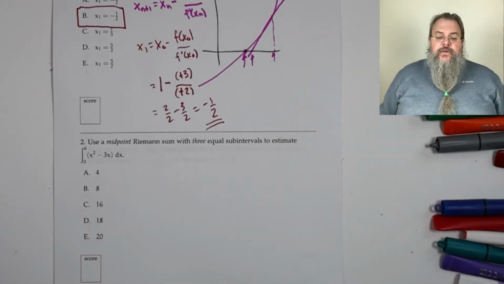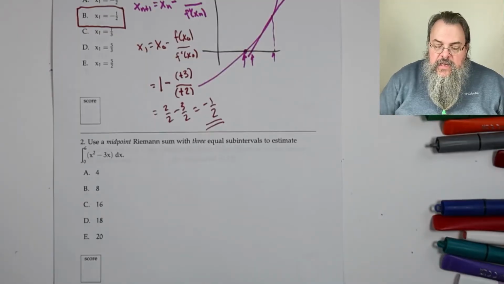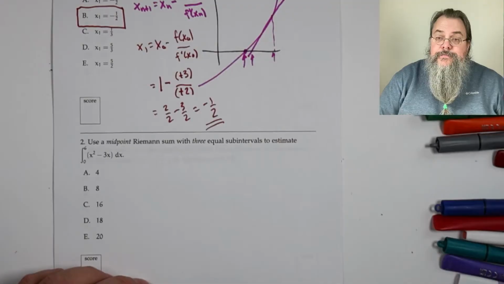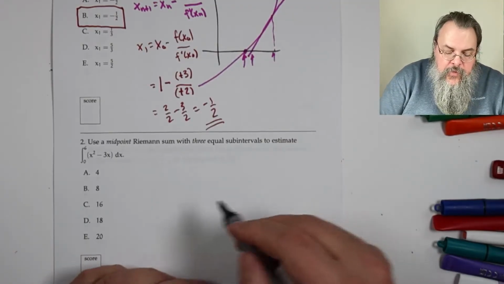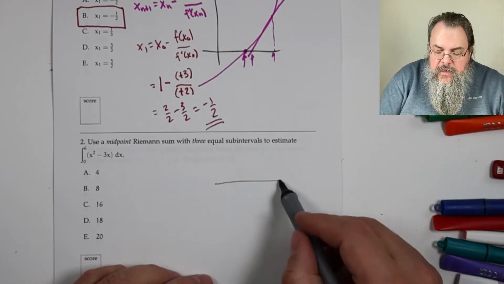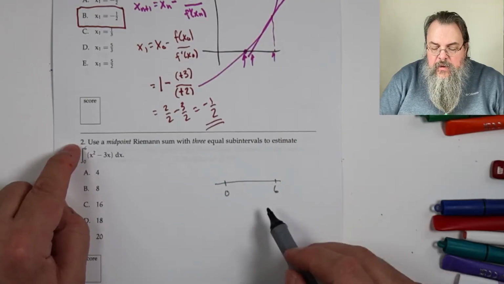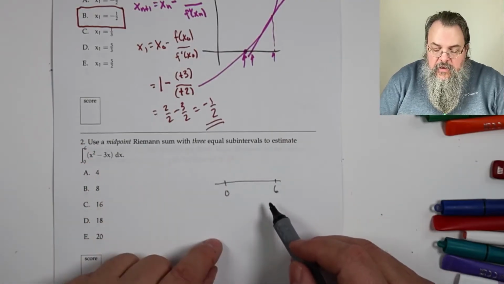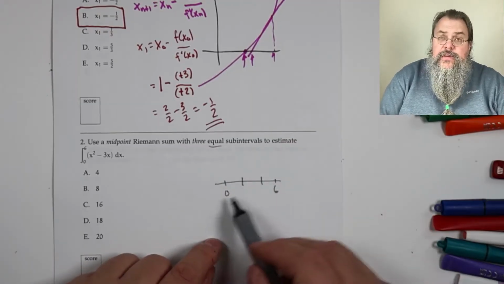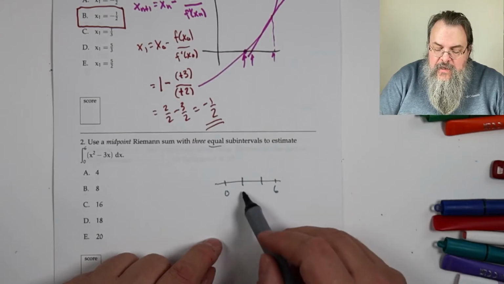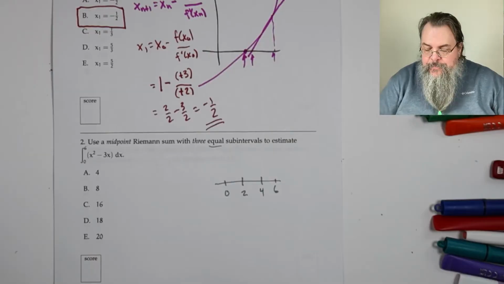Number 2, use a midpoint Riemann sum with 3 equal subintervals to estimate this integral. All right. Well, what can we do? Now we're going from 0 to 6. And it says we have 3 subintervals. So that says we're splitting this up into 3 pieces. They're equal. Well, it turns out it's easy to break 0 to 6 into 3 parts. Each part will have length 2. So we have 0, 2, 4, 6.